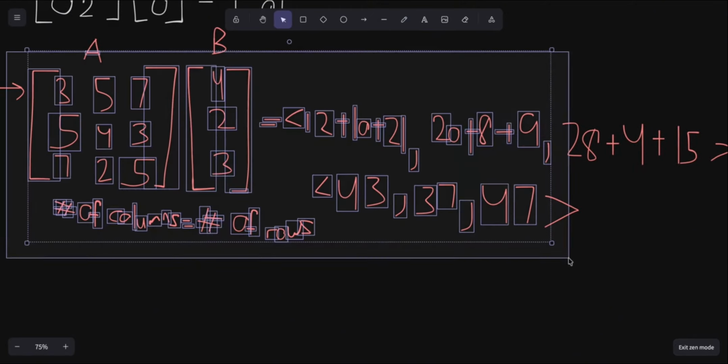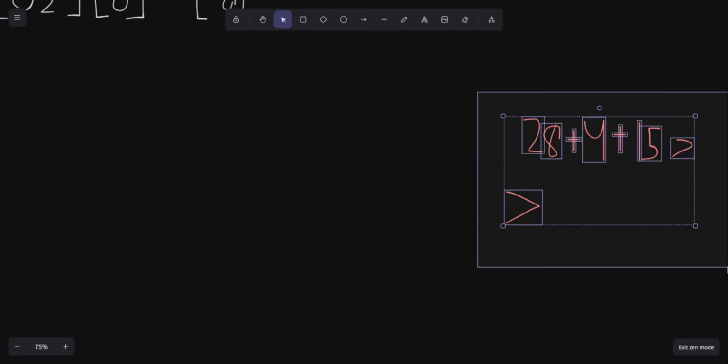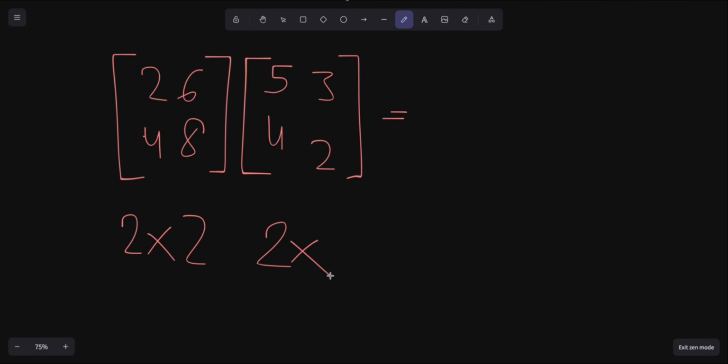Now, let me give you another example, just so that you have mastered matrix multiplication, okay? It's just a bunch of dot products. So let's say I have a 2 by 2 matrix, and let's say I try to multiply it by this matrix right over here. In this case, there are 2 rows and 2 columns, and for this matrix there are also 2 rows and 2 columns.